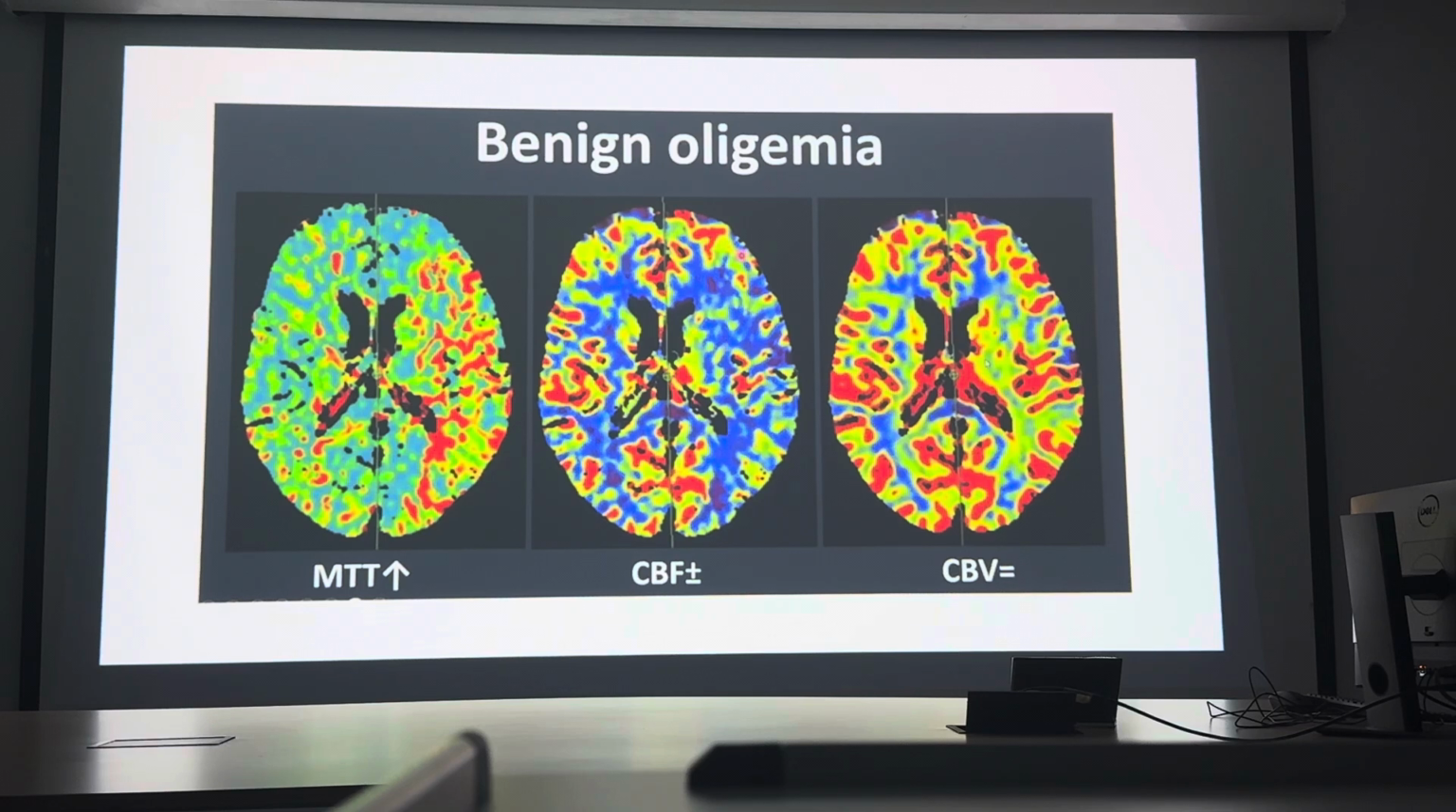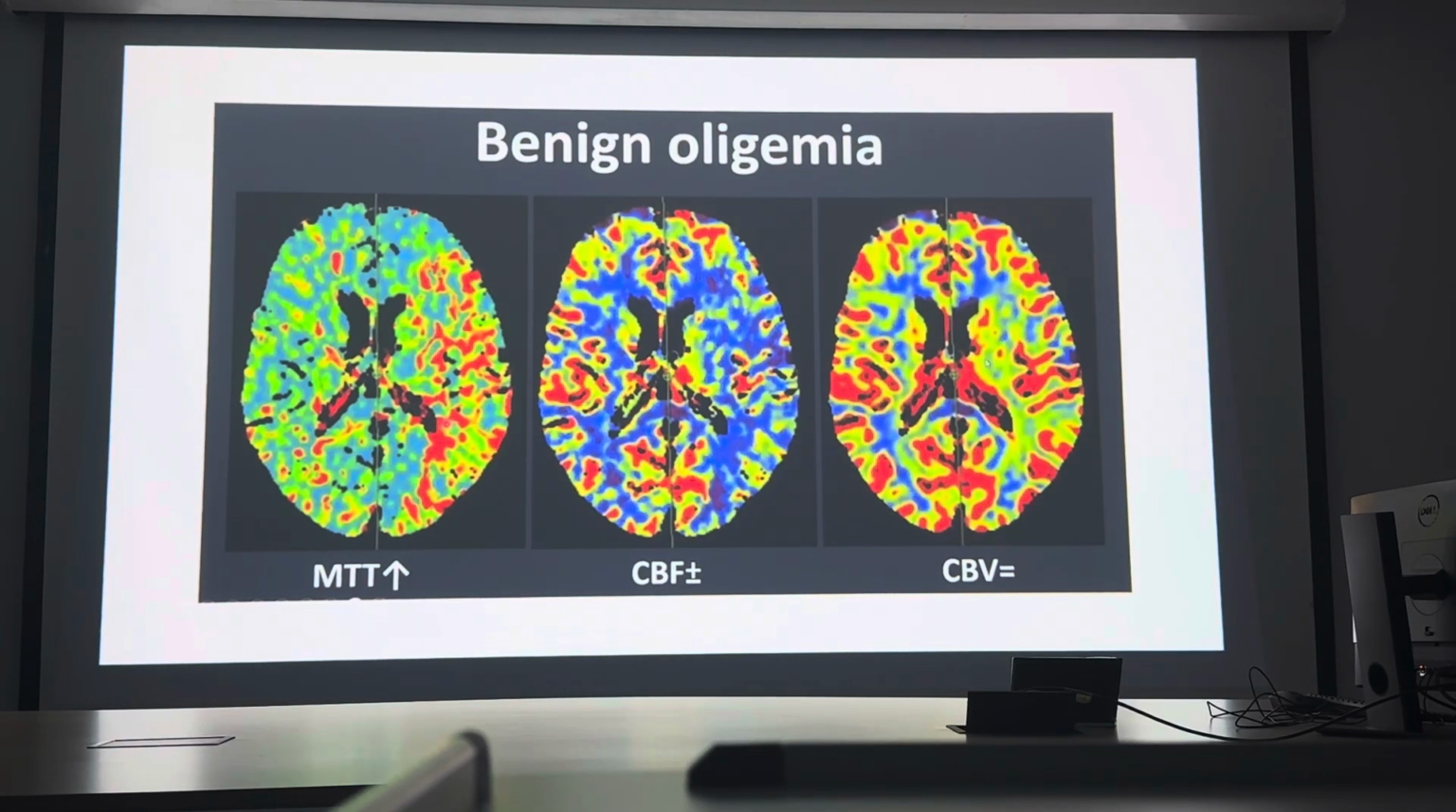This case is a benign oligemia case. How do we describe it? This is the mean transit time. There is an area of increased color in the left hemisphere compared to the right hemisphere, which denotes the area of hypoperfusion. If we go to the cerebral blood flow representative color map and the volume representative color map, we can't find any abnormality in the color between the two hemispheres.